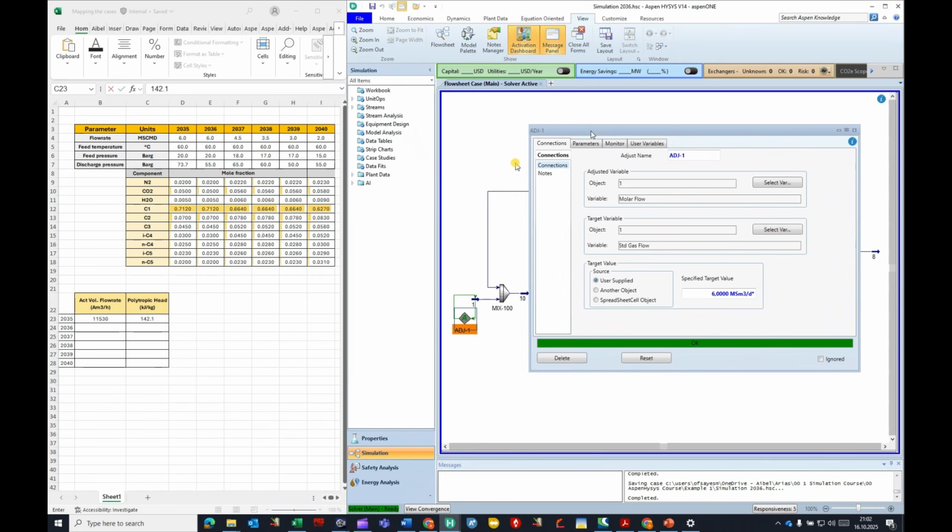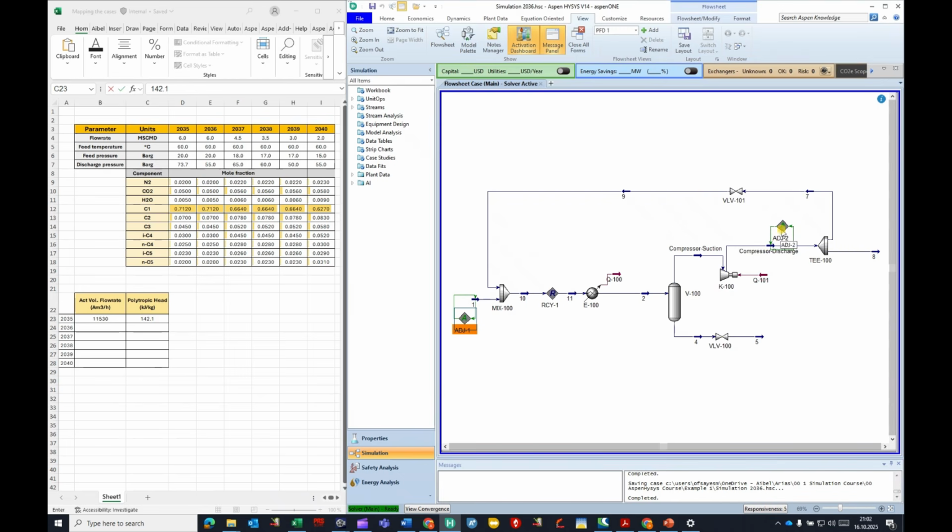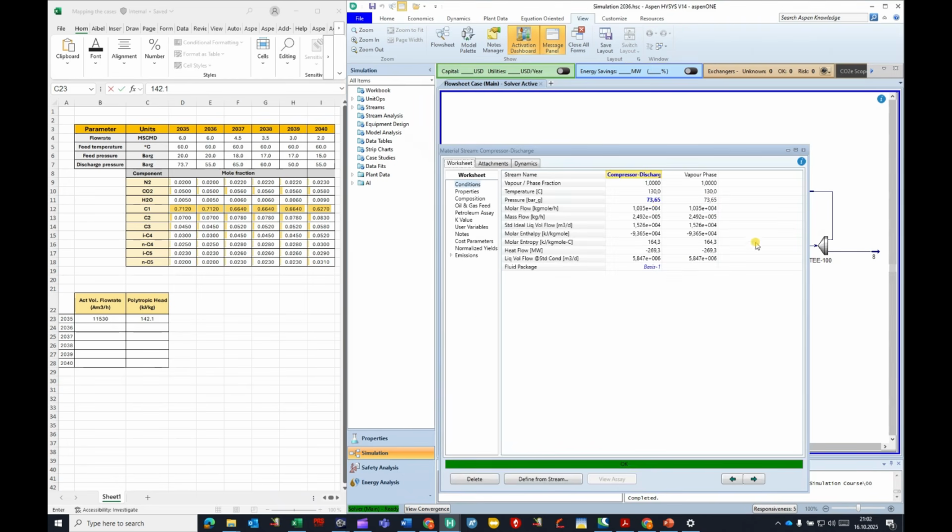So for 2036, the flow rate is the same, and also suction pressure all the same, and composition you can see no change compared to year 2035 for our example. And the only difference is the discharge pressure of the compressor. So we are not going to find out the discharge pressure corresponding to any temperature for this case. So we have the discharge pressure available. So we put that value, which is 55 here.